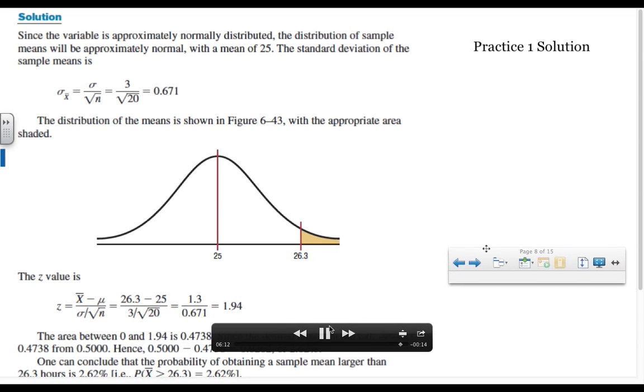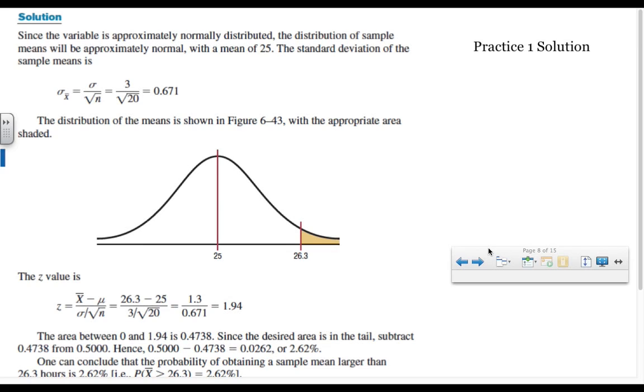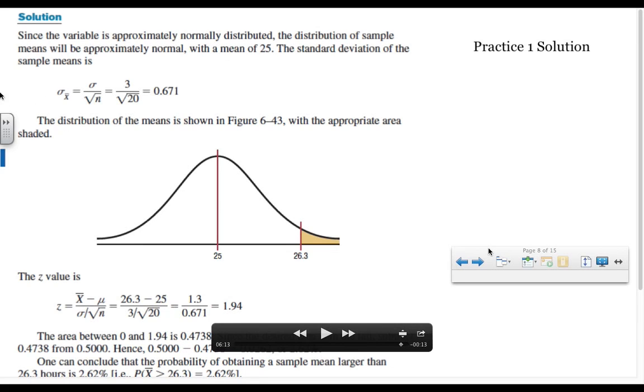Okay, we're going to move this. Okay, there we go. All right. So since the variable is normally distributed, we're going to use the mean of 25. Okay, this doesn't matter up here. I'm sorry, it's taken into account in the formula down here. You don't need to worry about this. So we draw a picture. 26.3 is greater than 25. And then we use our formula right here. And we end up with a z-score of 1.94. So 26.3 minus 25 divided by 3 over the square root of 20 is 1.94.